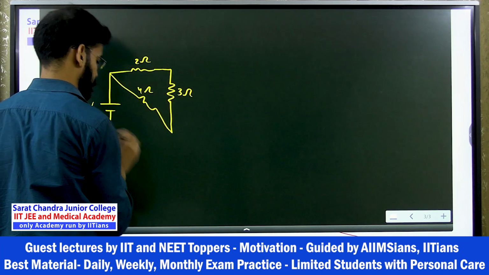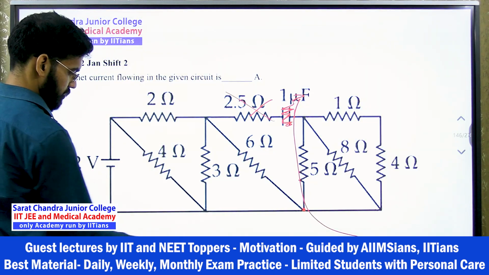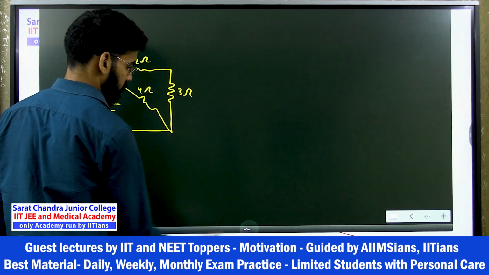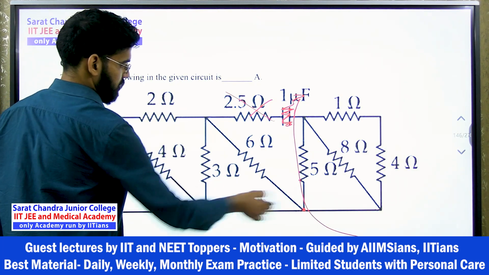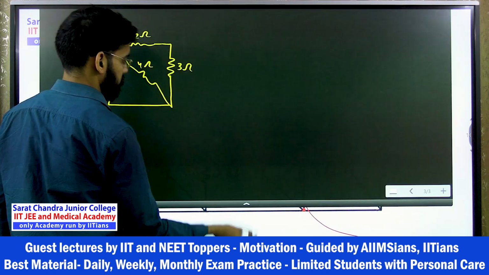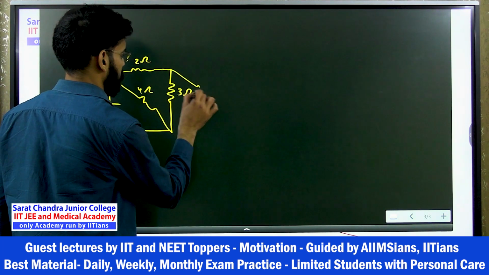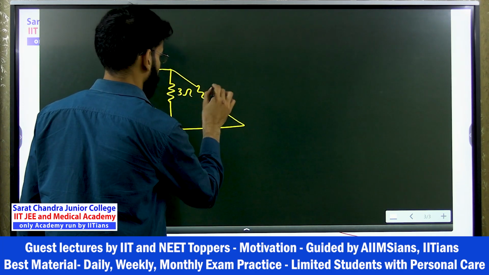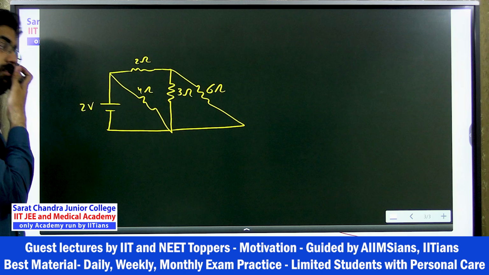Okay, and downside we have nothing. Here we have a direct connection, and then we have the remaining 6 ohm, right? So we have 6 ohm like this. Okay, 6 ohm. So this is our remaining circuit.